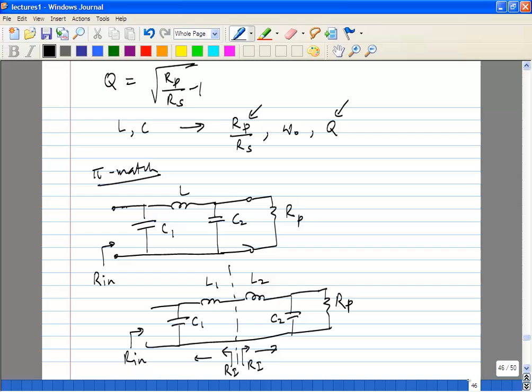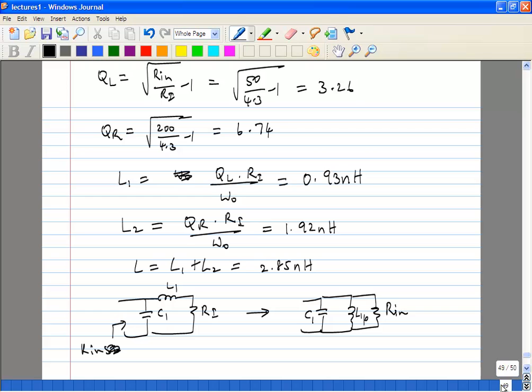So if you decompose, if you just look at the right side L match, you will convert it to a series RLC, right? And the left side you can convert it to a parallel RLC. That is right. Is that what you meant? No, when we calculate this quality factor for QR and QR, we had L2 equal to QR into Ri by omega. Yes. So both of these are series.